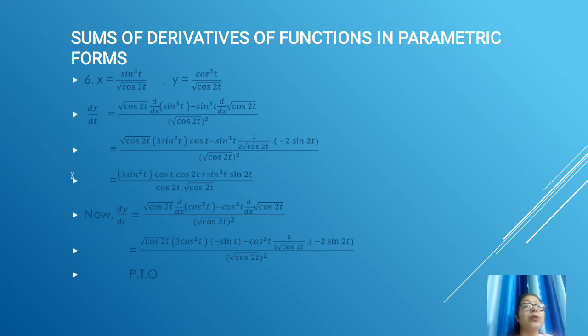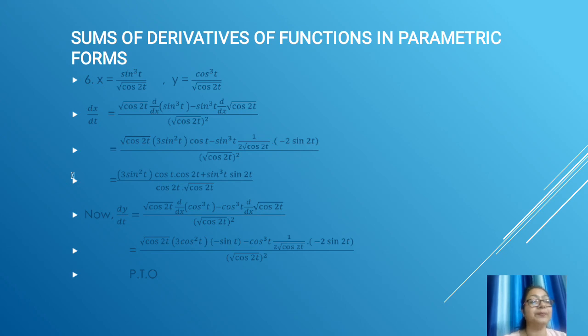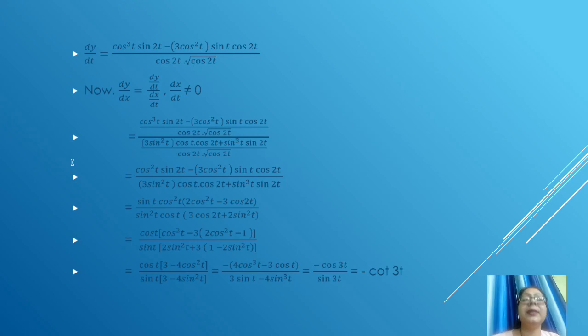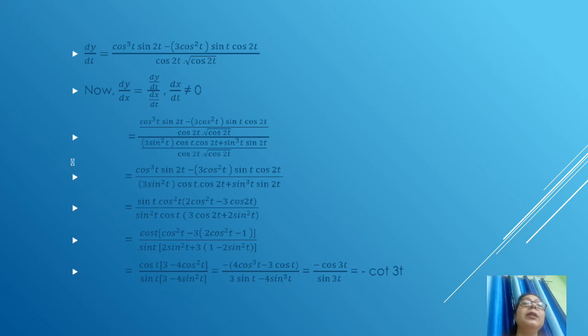And dy/dt, what is it? In the same way: root over cos 2t whole square, then cos 2t unchanged, derivative of cos³t, minus cos³t unchanged, derivative of root cos 2t. So the same way as we found dx/dt, this also we have to get. Next is dy/dx. After writing dy/dt by dx/dt, the denominator of both is the same, so that will be cancelled. Now the numerator is cos³t sin 2t.